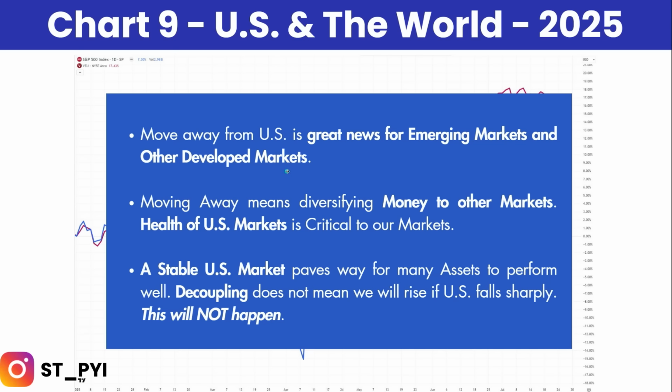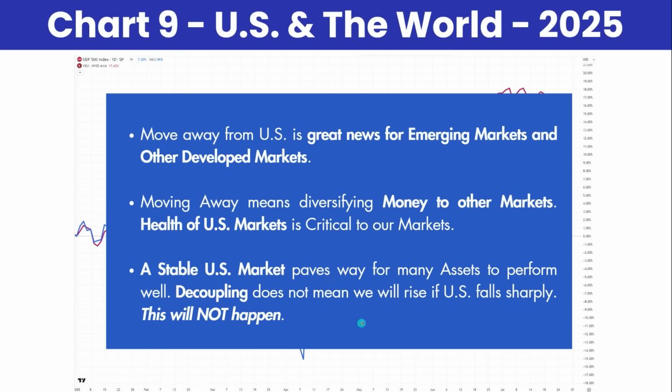That is, investors are looking into other markets actively. Moving away means diversifying money to other markets. It does not mean that the US market is going to fall a lot. Always remember the health of US market is critical to our markets and rest of the world markets. So a stable US market will pave the way for many assets to perform well. Decoupling does not mean we will rise if US falls sharply.